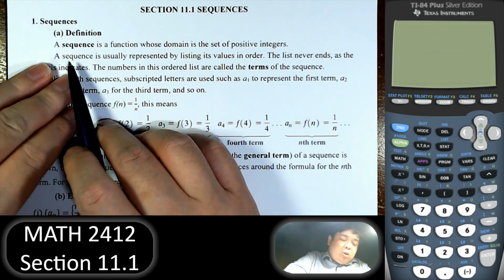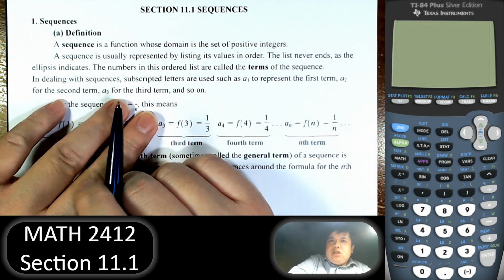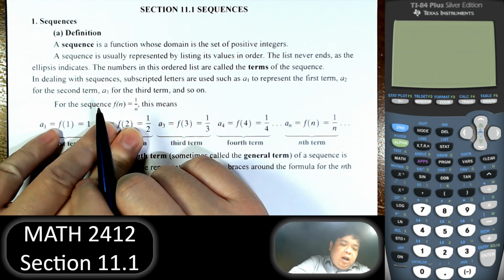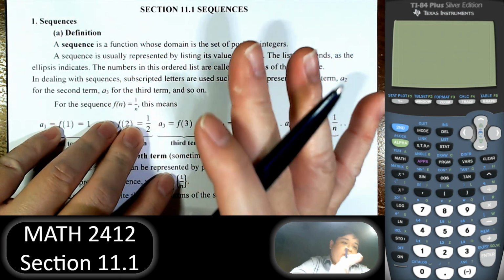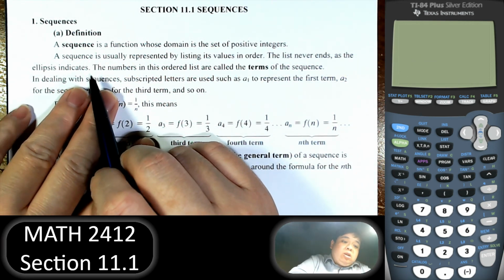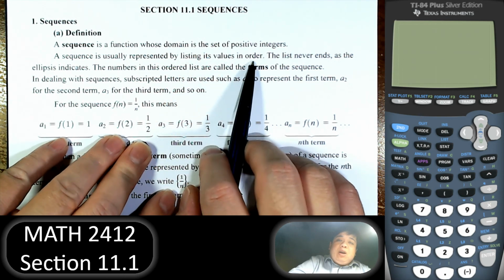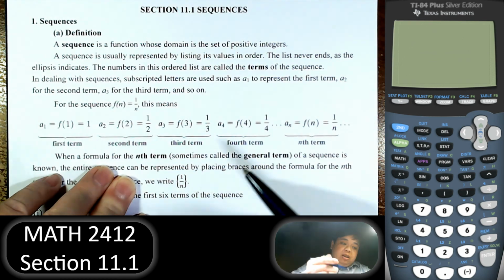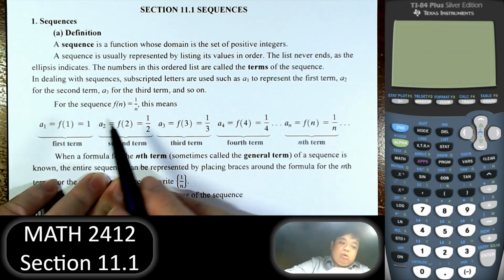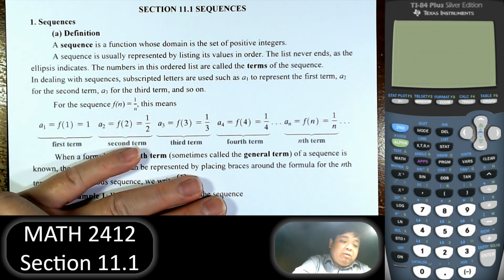Sequences. A sequence is a function whose domain is a set of positive integers, or just natural numbers 1, 2, 3, 4, 5 and so on. A sequence is usually represented by listing its values in order. The list never ends, so that is an infinite sequence, and usually we use ... to indicate that the sequence goes on forever.